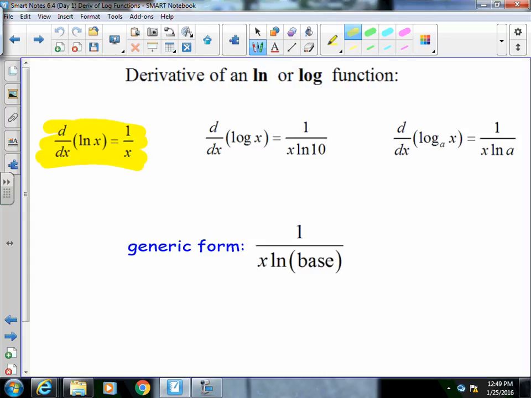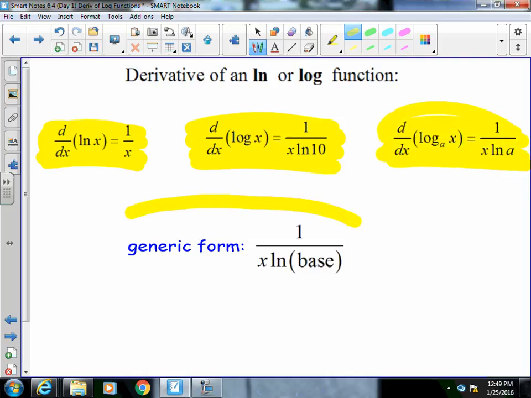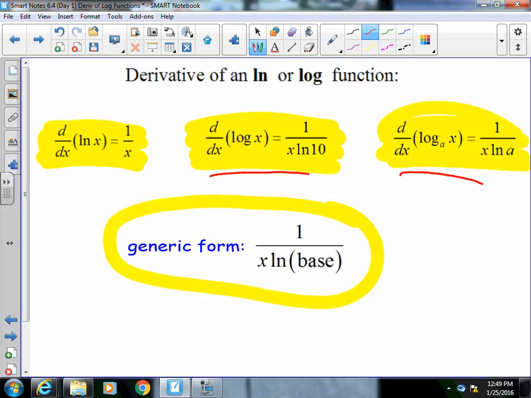ln of x, this is the one you'll see most often. This one you see pretty often. This one is a little more rare. Generically, they can all be thought of as 1 over x times the ln of the base, which makes sense on this one and this one. On our first one, it would be 1 over x ln e, and e is our base. Well, ln of e is 1, which is why it's 1 over x. So there's a bit of an explanation for that.